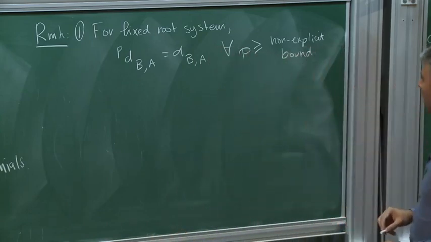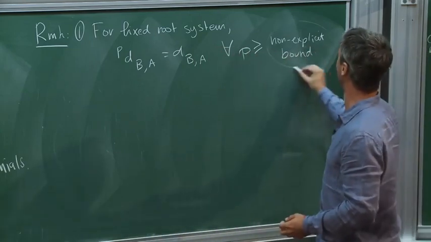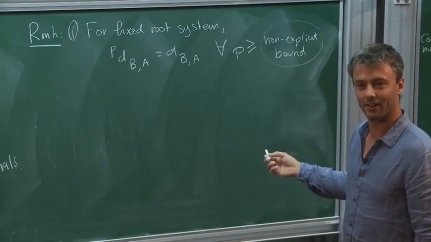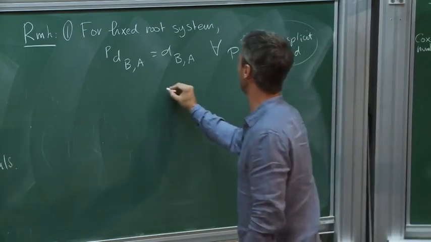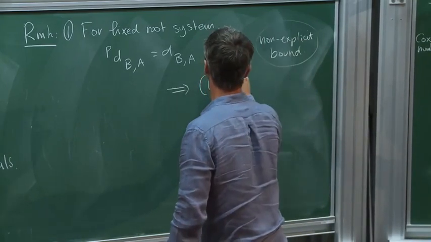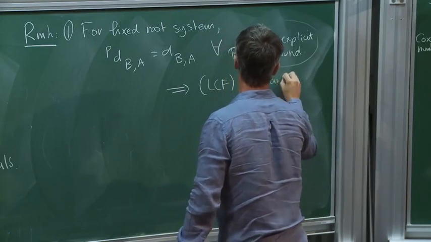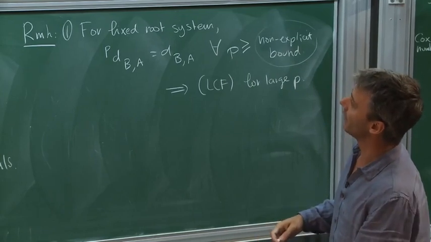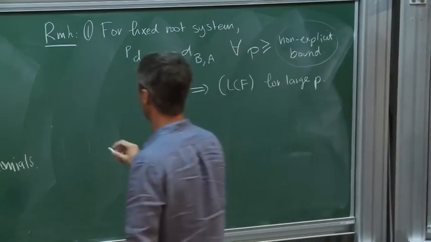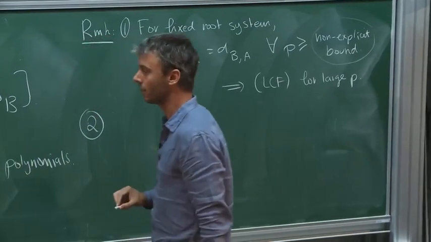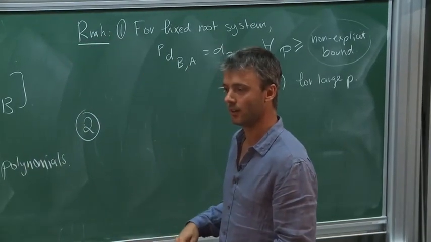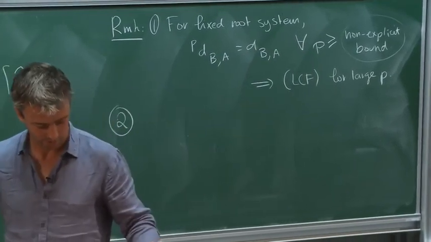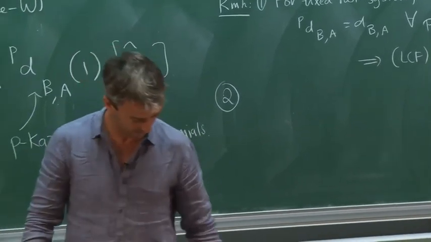Why non-explicit? Yeah, we can't re-derive Fiebig's bound from this. So this is worse than that, but it implies the Lusztig character formula for large p. There are now about three different proofs of the Lusztig character formula for large p, but this gives another one. There's no sign in this formula, whereas in the previous one there was. Signs appear whenever you're expressing simples in terms of something, and no signs appear whenever you're expressing projectives in terms of something.